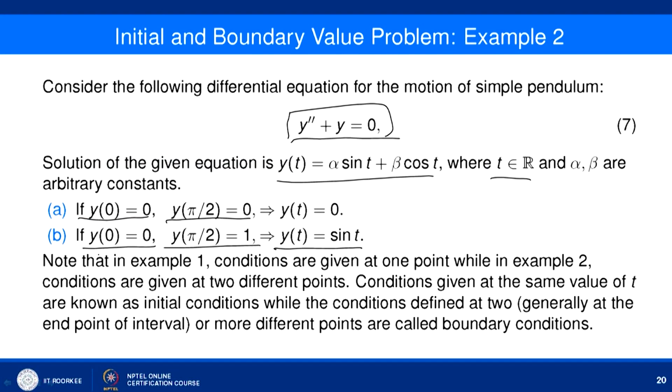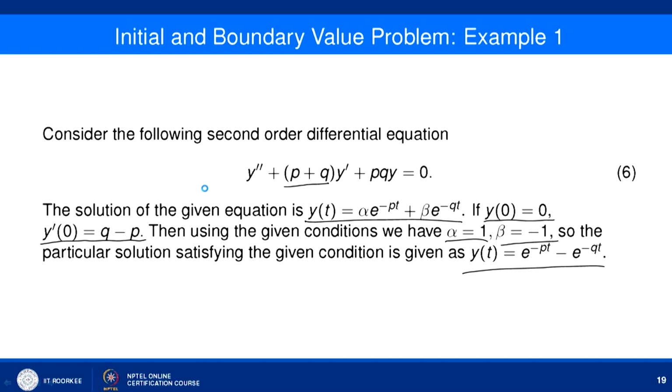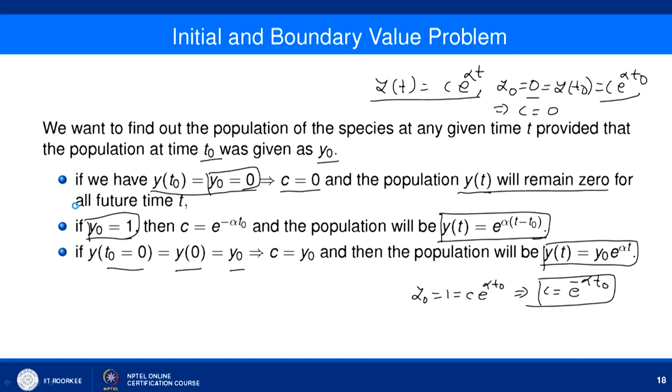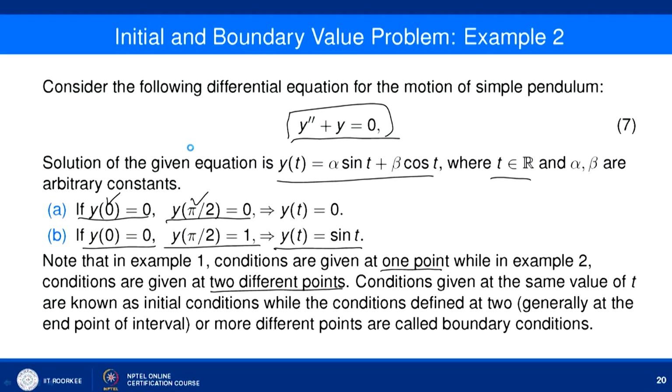And if you look at example 1, the previous example, the conditions are given at one point, while in this example the conditions are given at two different points, for example 0 here and pi by 2 here. In the previous example the condition is given only at 0, and earlier one only at t naught. So it means that in the first example conditions are given at one point, while in example 2 conditions are given at two different points.